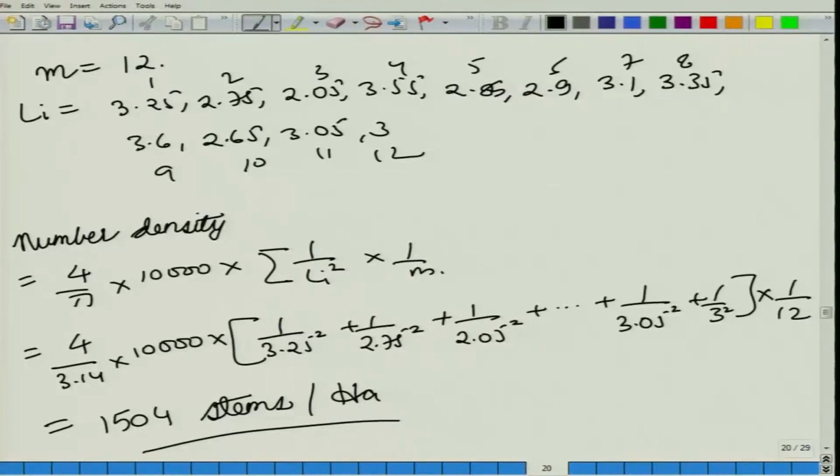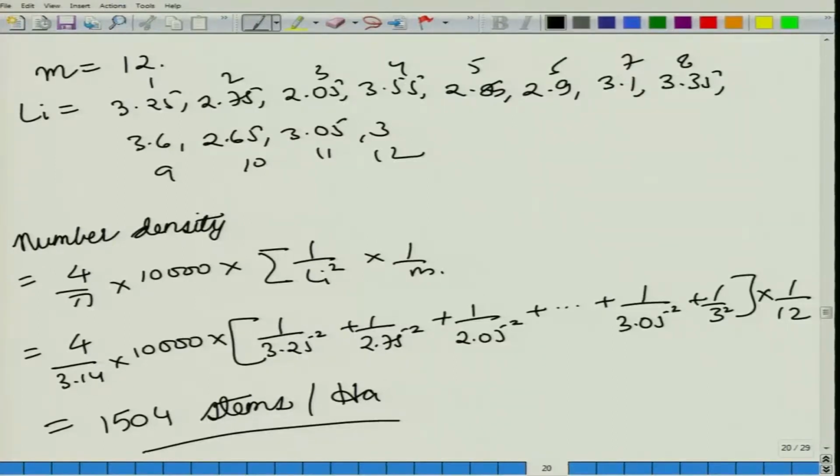So, this is just to recapitulate. If we have m number of samples in which the stems that are closest together are separated by the distances given by Li, then we can calculate the number density by using the formula 4 by pi into 10,000 into the sum over 1 over Li square into 1 by m.